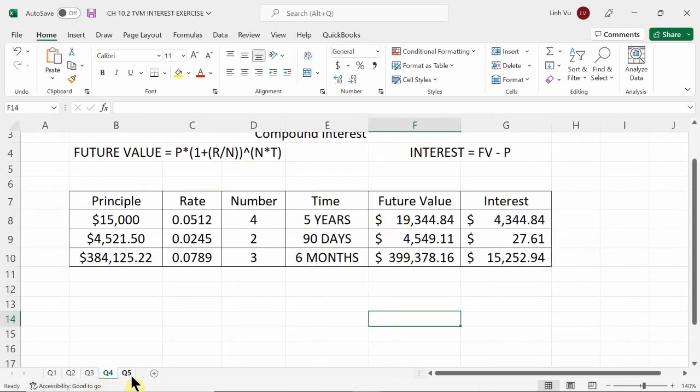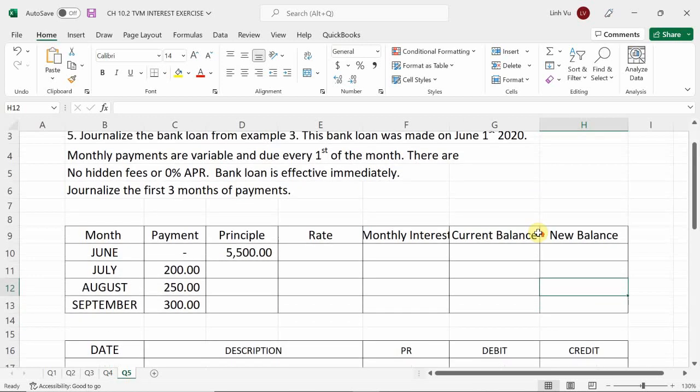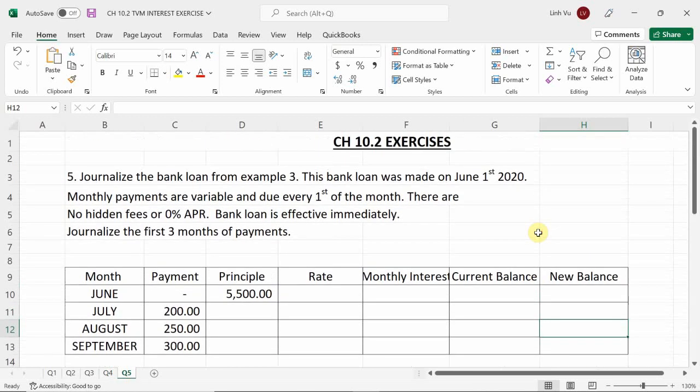Okay. Last question for this exercise is, we're going to be practicing what happens when we take a loan and need to pay it off slowly, and then calculate the interest on it slowly. So in this case, we're going to journalize the bank loan from example number 3.